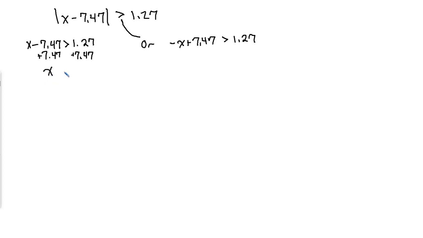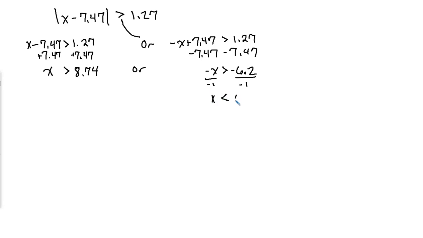And that gives us x is greater than 8.74, or, subtracting the 7.47 from both sides, negative x is greater than negative 6.2. And now I need to divide both sides by negative 1. And so x is less than a positive 6.2, because of this negative here, we had to change this sign.